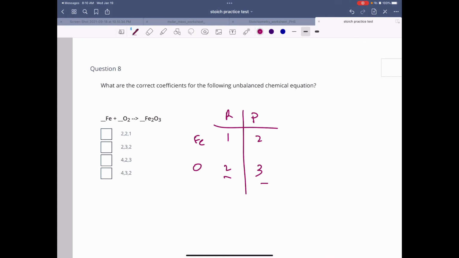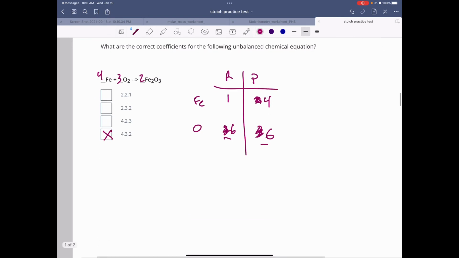So if we put a 2 here and a 3 here to get both of these things to be 6, that leaves us here with 4. And now we just got to make sure that the irons match. It looks like 4, 3, 2. Boom. We got that as an option. So, yeah, we're still cruising.